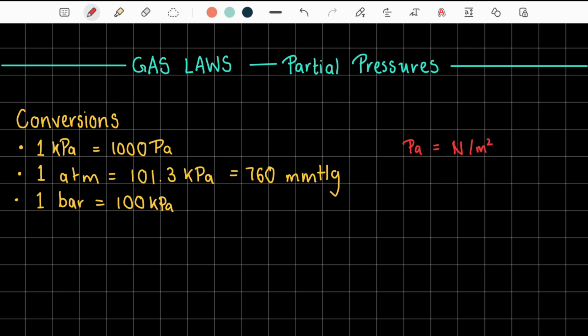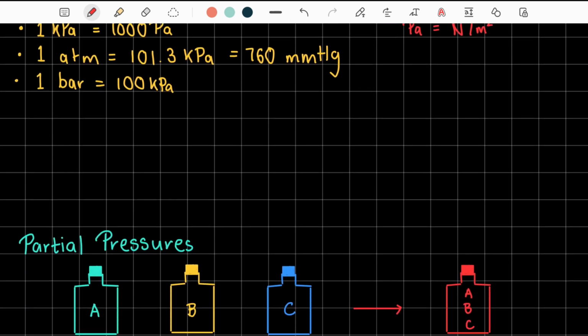You will also come across the atmosphere. 1 atmosphere is equal to 101.3 kilopascals, and this can also be equated to 760 millimeters of mercury. Finally, you will come across the bar. 1 bar is equal to 100 kilopascals. All of these conversions you are expected to know and be able to work with in different problems in VCE chemistry. All right, now let's get into partial pressures.